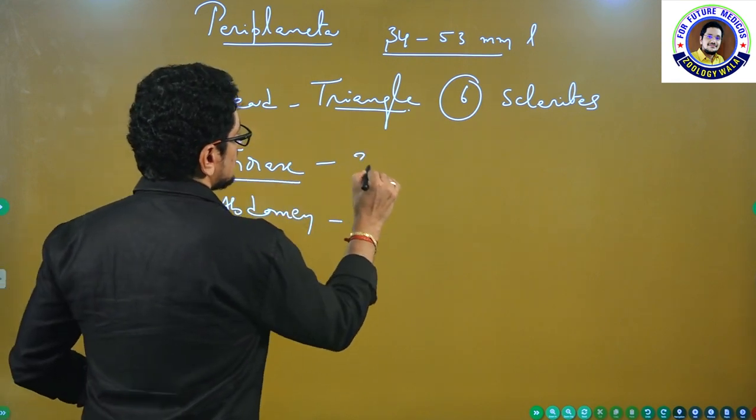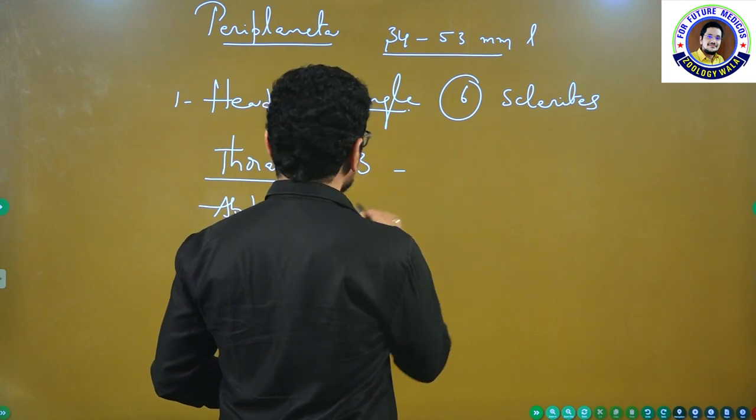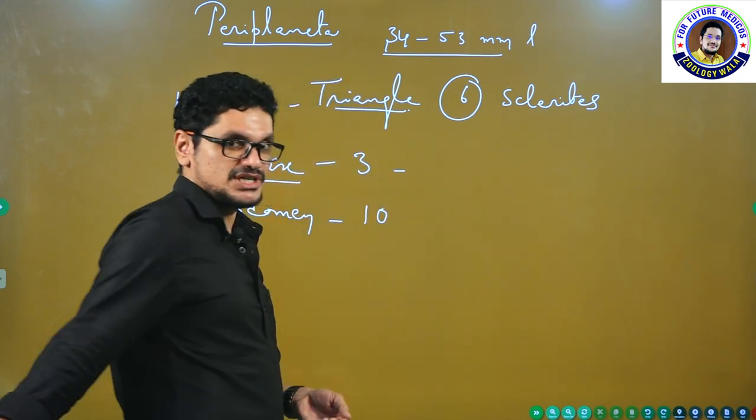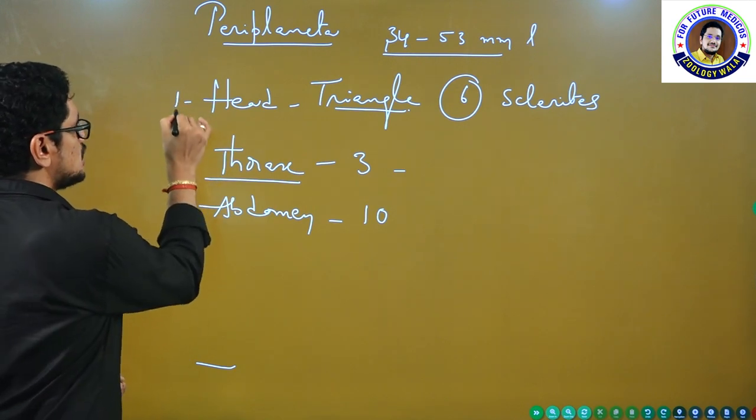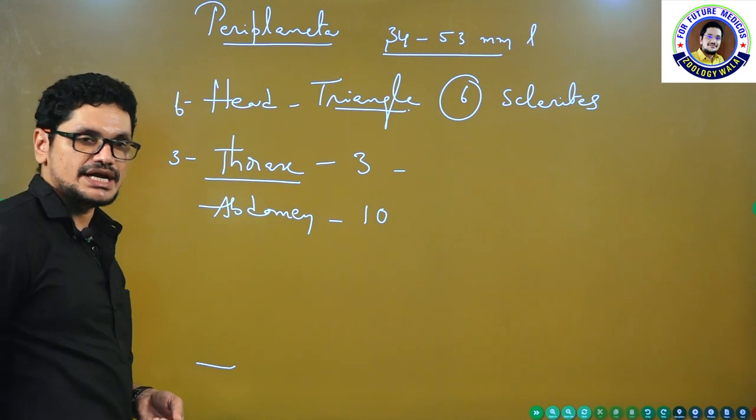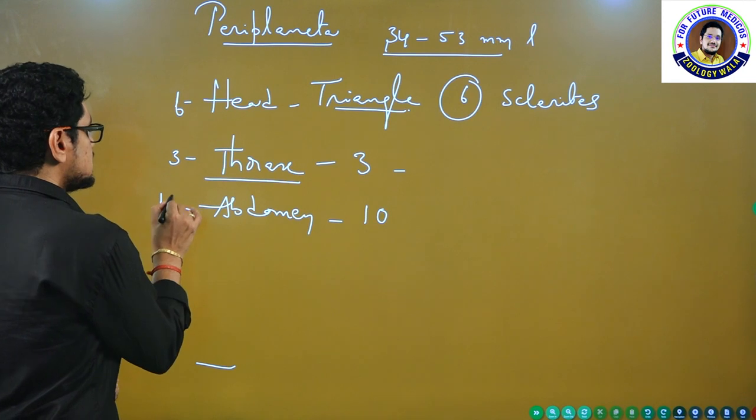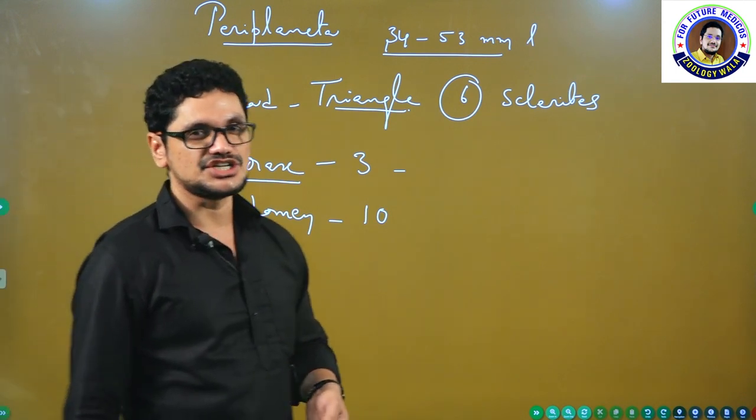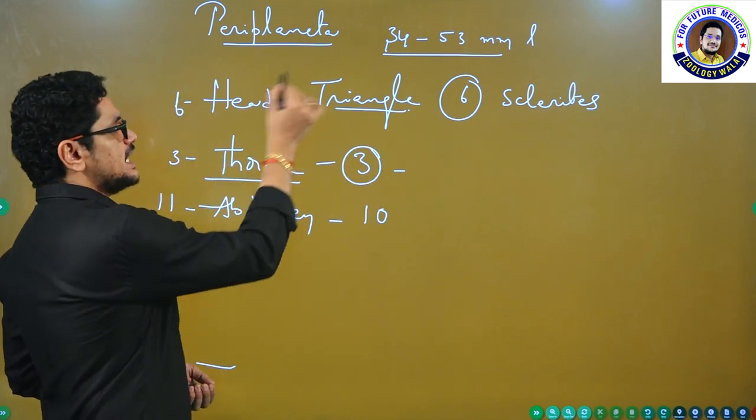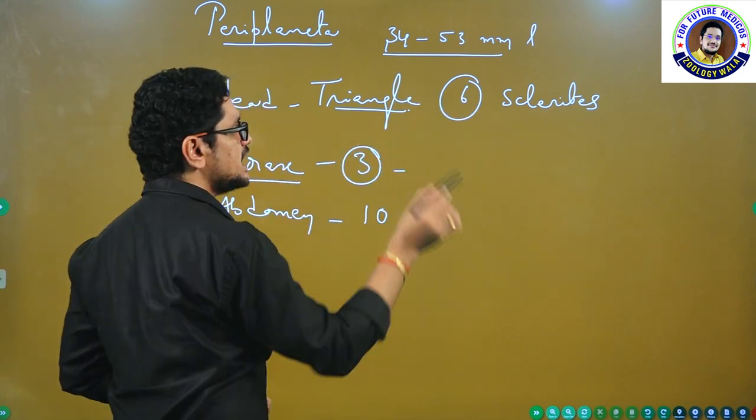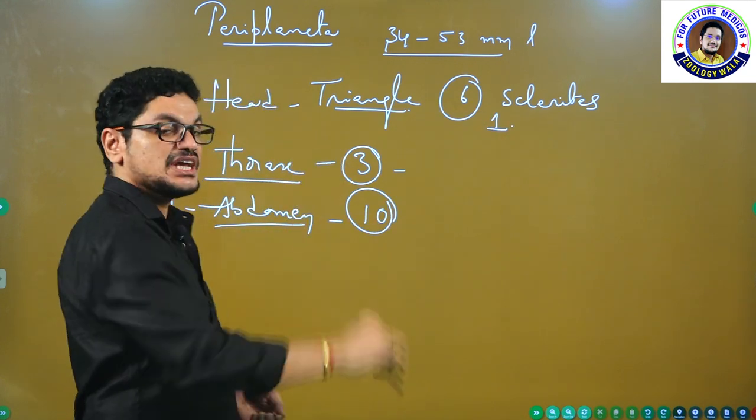In the thoracic region, 3 segments are present in the thorax, and abdomen contains 10 segments. Actually, in the embryonic region, just now I told you that the head region contains 6, thorax contains 3, and abdominal region contains 11 segments in the embryonic condition. But if you observe the adult cockroach, thoracic region as usual 3, head 6 sclerites combined to form only 1, and abdomen 11 segments will become 10 segments.